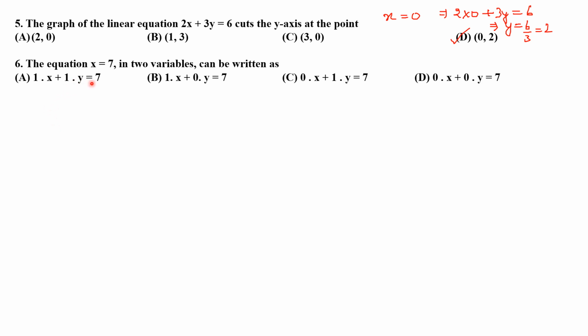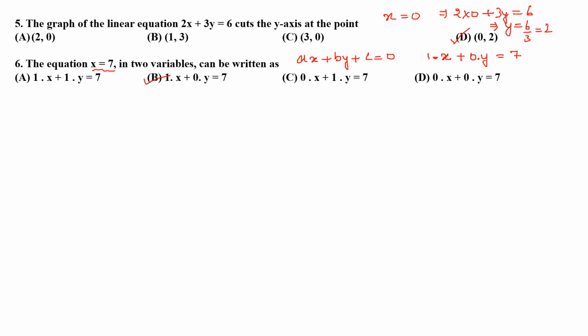Now the question number 6: the equation x equal to 7 in two variables can be written as. Now we know that the general form of a linear equation in two variables is ax plus by plus c equal to 0. Now how will you write this in this form? So here y variable is not given, isn't it? So you can write it as 1 into x. Now see, this dot means multiplication, plus 0 into y. Okay, because y variable is not given, so I have written 0 into y, because 0 into y is 0 only, equal to 7. Now this is given in option B. So option B is the correct answer.